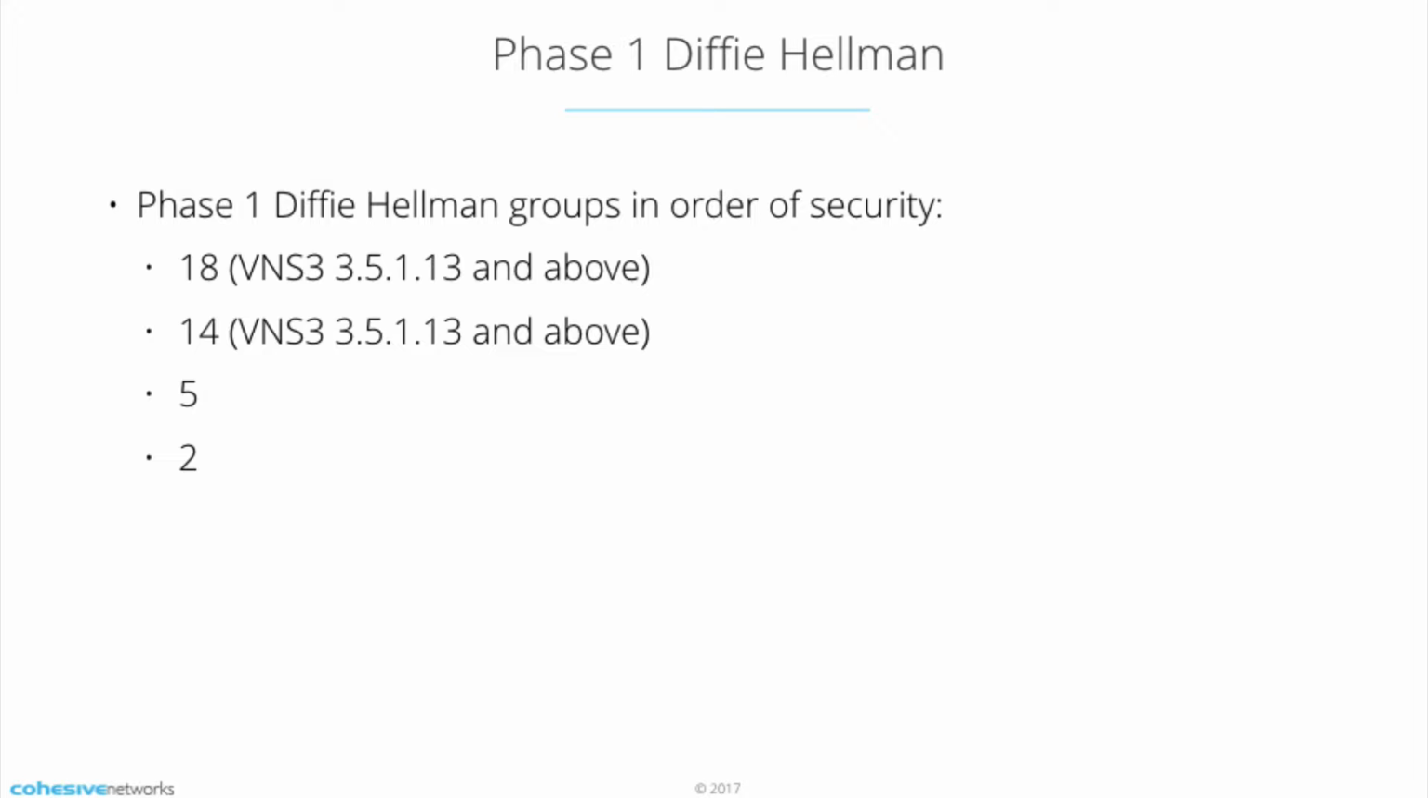Phase 1 Diffie Hellman, again in order of security. There is an 18 that some people are using now. We're seeing a move to 14, but most of your connections are going to be 5. Each of these literally represents a specification of how the algorithm and the computation is done.